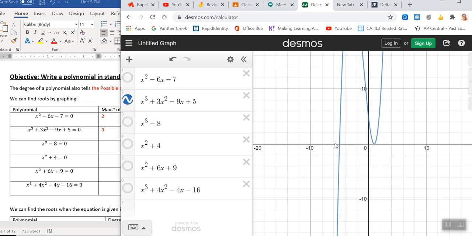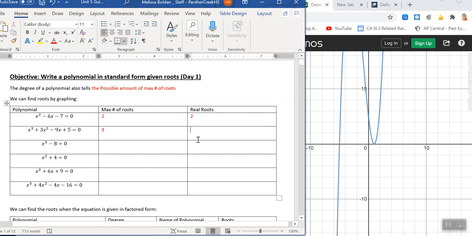Okay, it actually has 2. Now, there's something going on at this root that we're going to talk about later. You see how it actually doesn't cross the x-axis? It bounces back up. We're going to talk about that later in the week. But right now, I want you to see that it has 2 real roots, although the maximum it could have had was 3.